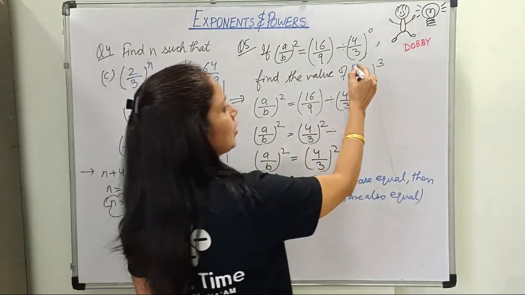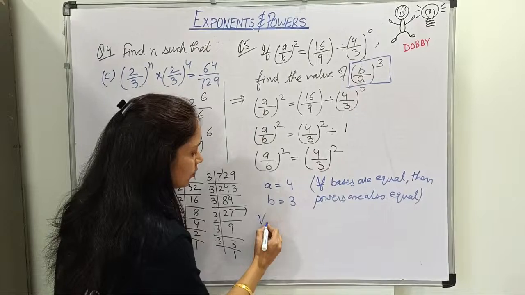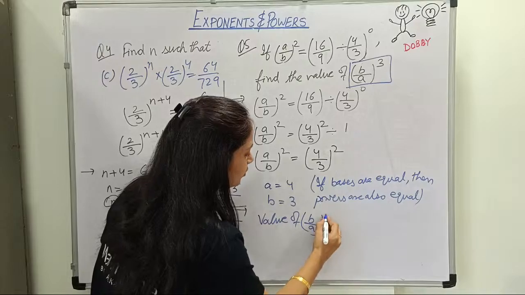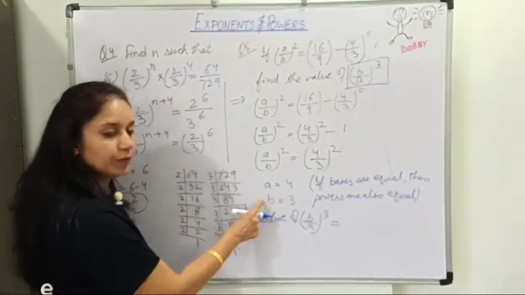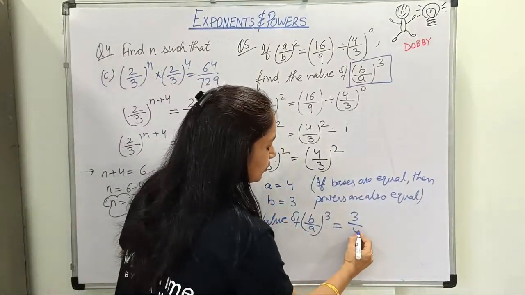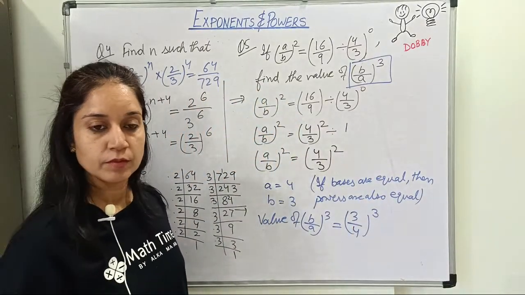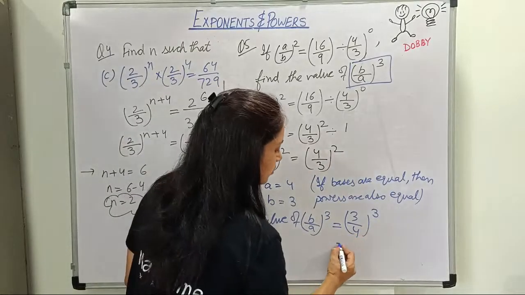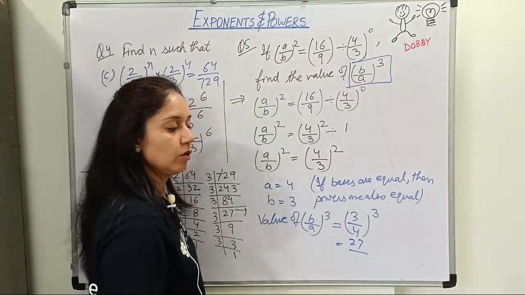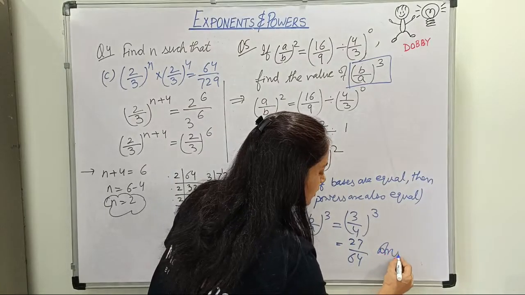Now what is the question asking you? B upon A raised to the power 3. So write down value of B upon A raised to the power 3 equals to, in place of B we will be writing 3. In place of A we will be writing 4. 3 upon 4 raised to the power 3. Solve it further. 3 3s are 9, 9 3s are 27. And denominator 4 4s are 16, 16 4s are 64. 27 upon 64 is the answer.